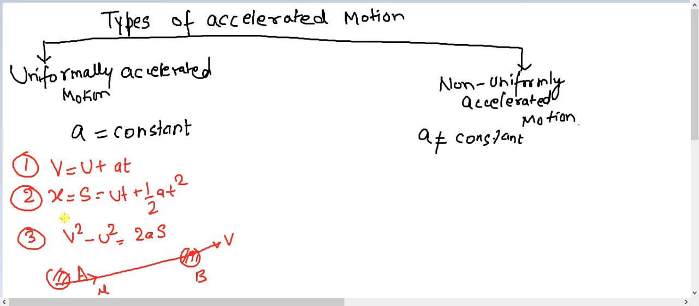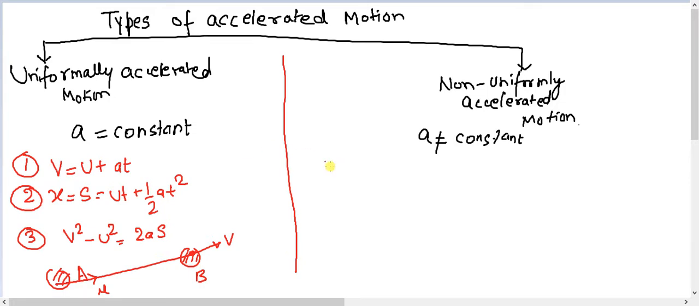And what's this x? X is the displacement from A to B. Whatever the displacement would be, x will be that. And now I'll be coming to non-uniformly accelerated motion. After that we will be discussing the sign convention too, because that is very important in these questions. Okay, let's come to this.